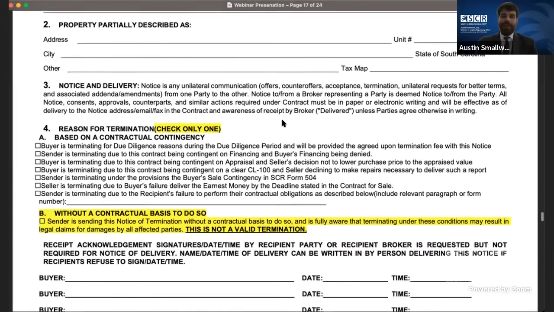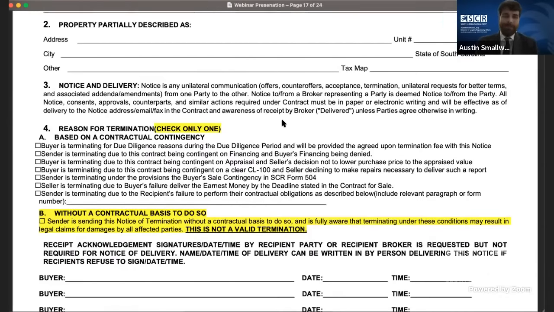So what we've added in here is in paragraph 4, the reasons for termination. There's a list of ones which are based on a contractual contingency. So these are reasons that you can terminate under the contract as it's written. Every one of these is where it says you can terminate by delivering notice form 313. We'll go over those in order. This is also helpful if your buyer or seller is ever like, hey, can I get out of the contract? Show them this form and say, if you can't find a reason under those 7 check boxes, then we're going to have to talk to an attorney.